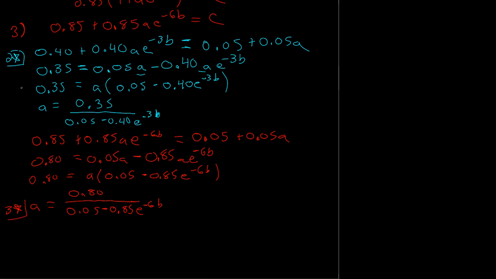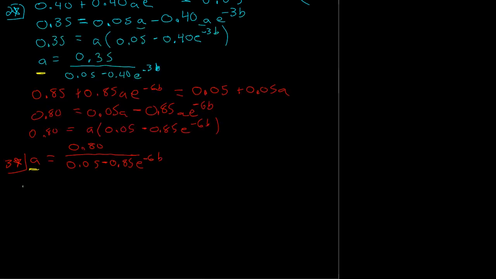But notice what's nice about 2 star and 3 star. This is A, and this is A. If I have two things that are both A, they're equal to each other. And so, I'll use bright yellow to make them equal. I will say that 2 star is equal to 3 star. So 0.35 divided by 0.05 minus 0.40 e to the negative 3b is equal to, right, because that's A.